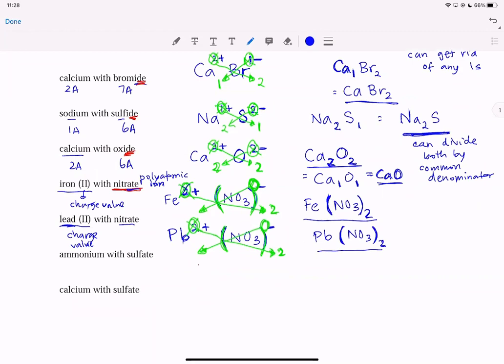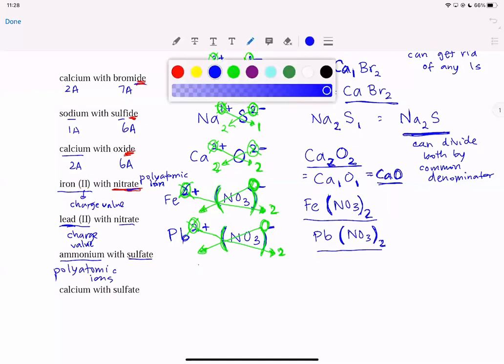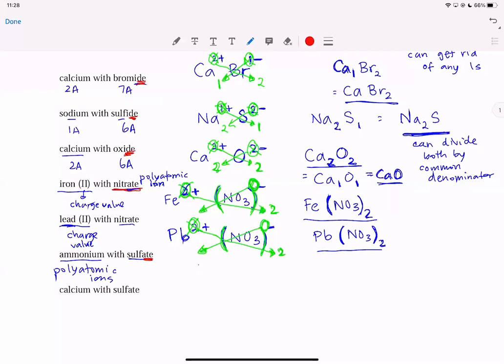For this next one, you've got ammonium. So ammonium, you are not going to find ammonium on the periodic table. This is a polyatomic ion. And the same is true about sulfate. What should tip you off about the sulfate? It should be that ATE ending. A polyatomic ion is when you have more than one atom bonded together, and ATE means that there's oxygen stuck to something else.